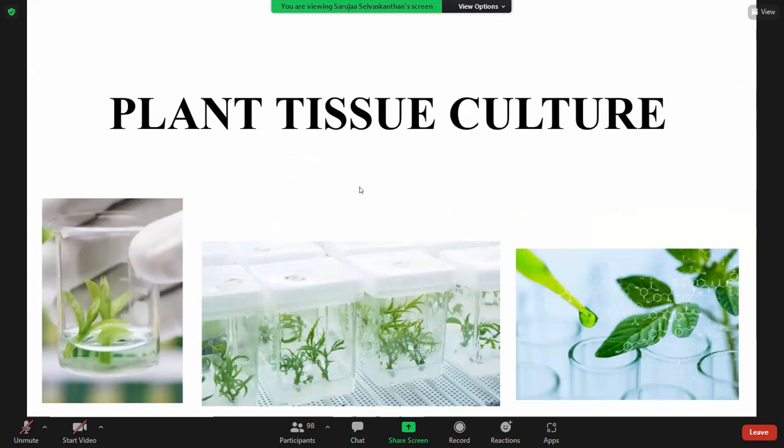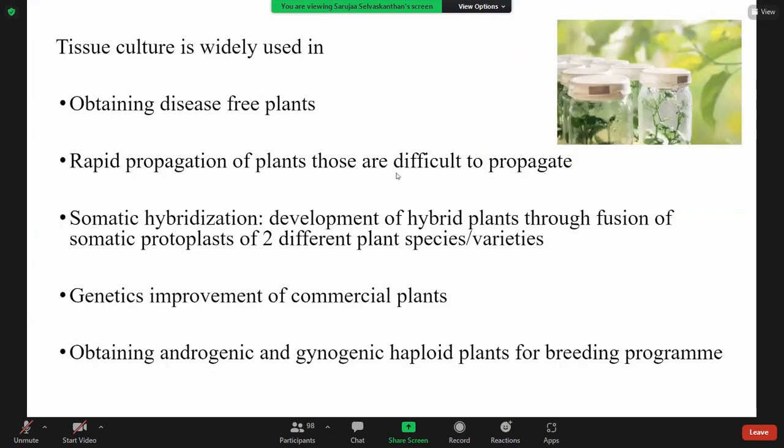Sometimes it may be hard for you because you didn't do the practical. If you visit the lab, you can understand what the real tissue culture techniques are, mainly micropropagation. And the definition, why tissue culture is important, all these things you know.